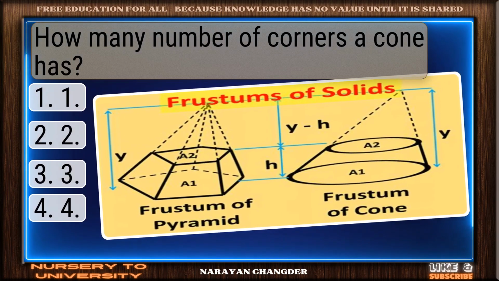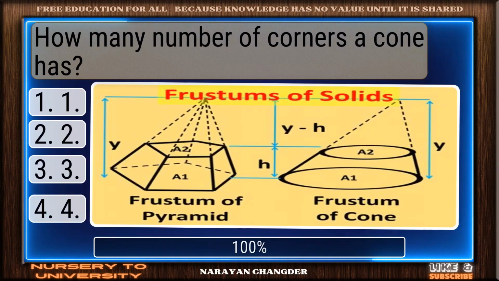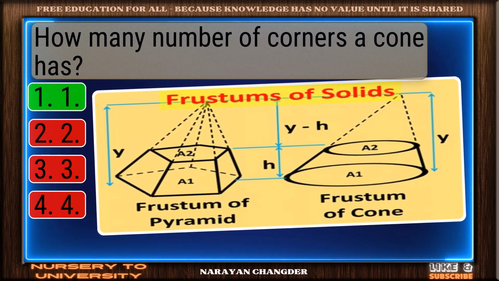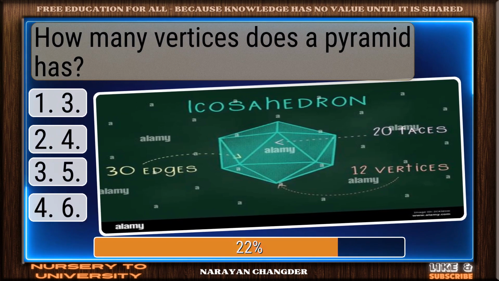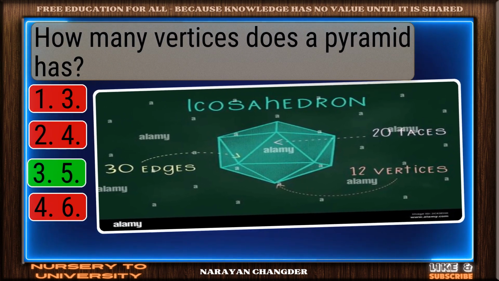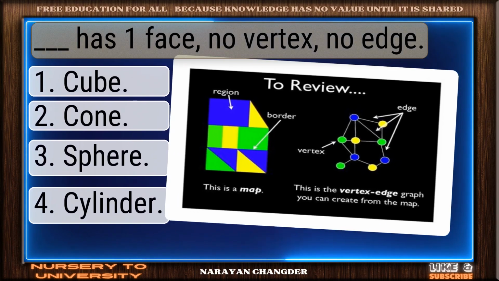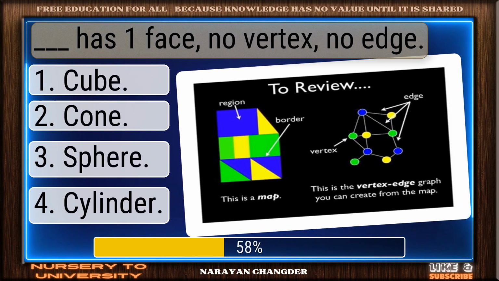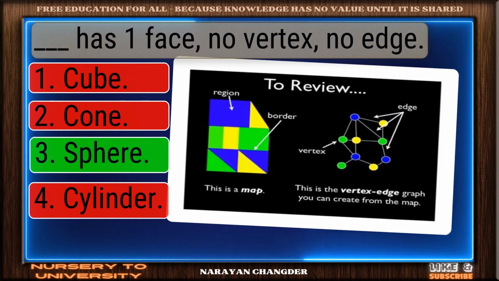How many number of corners a cone has? Correct. 1 is the right answer. How many vertices does a pyramid has? Good thinking. 5 is the right answer. Dash has one face, no vertex, no edge. Valid point. Sphere is true.